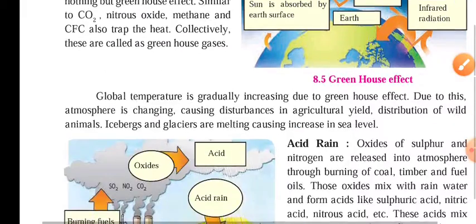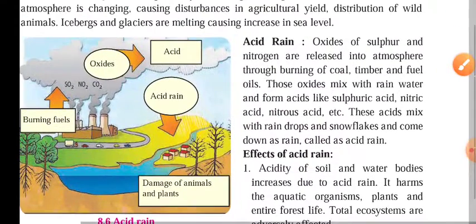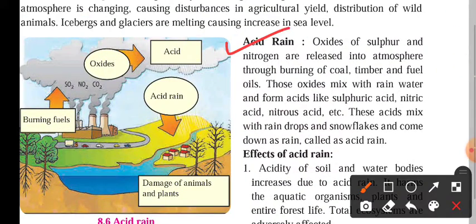Further, another effect of this is acid rain. The oxides of sulfur and nitrogen are released into the atmosphere, and get mixed with the water or moisture present in the environment or in the clouds. A reaction takes place and these oxides are converted into acids, which fall back on the earth's surface in the form of rain. That's why it is called acid rain.